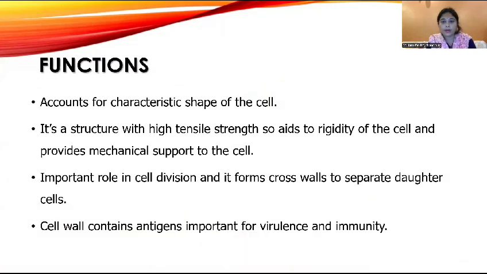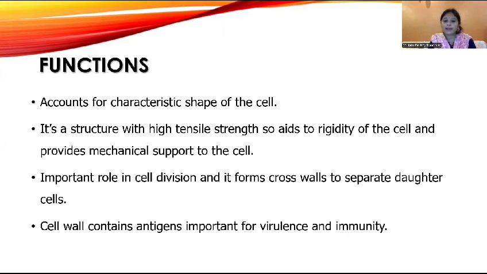Cell wall accounts for characteristic shape of the cell. It's a structure with high tensile strength, so it adds to rigidity of the cell and provides mechanical support to the cell. It has important role in cell division and it forms cross walls to separate daughter cells. So, new cell formation, cell division.